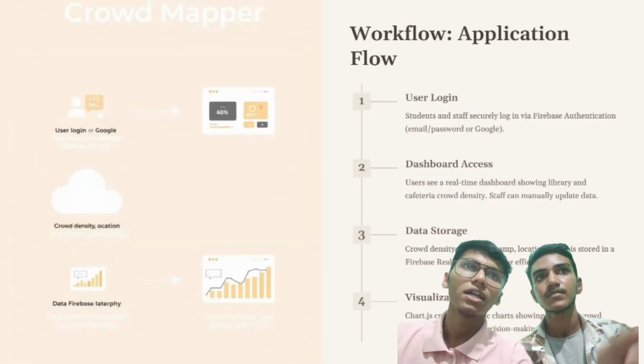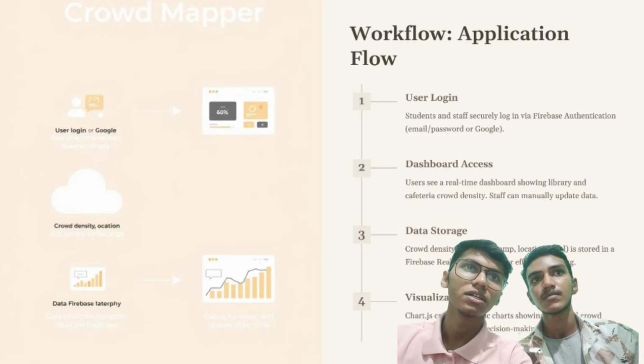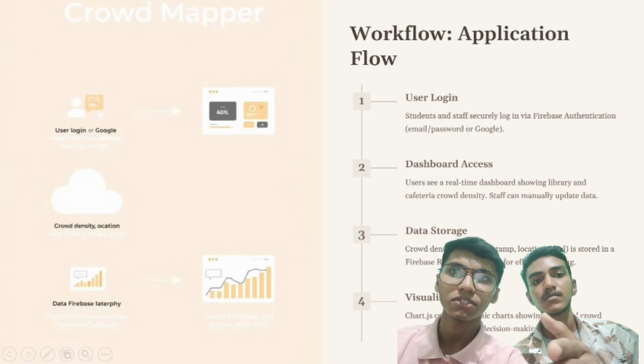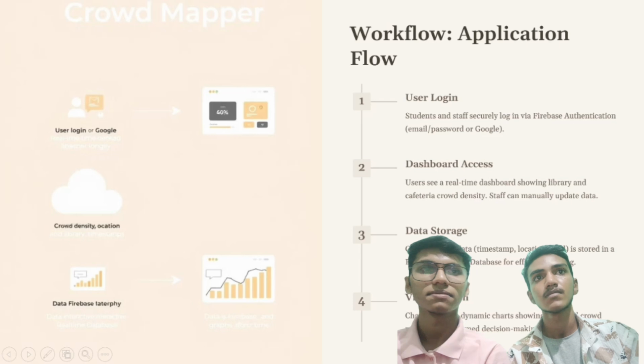So here is the outline of how it's done. After the user logs in, he should be shown a dashboard access which would either display the guard's input which is being stored in the database, and a visual chart of the previous data, which will be done by Chart.js.